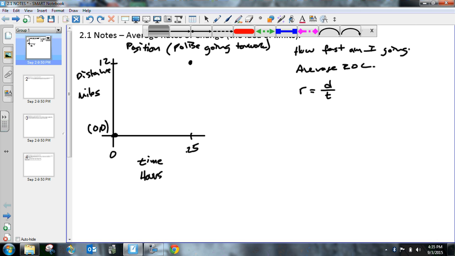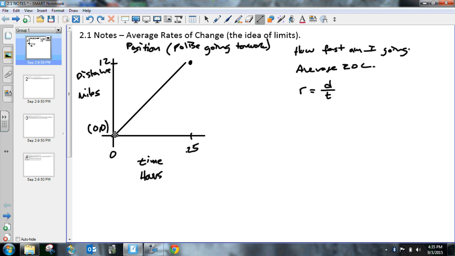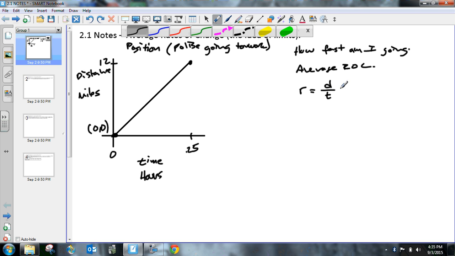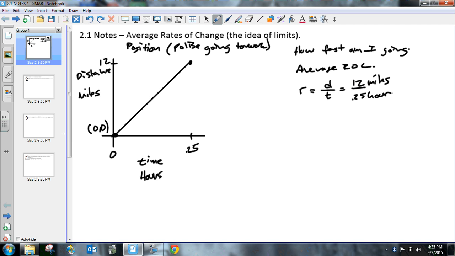So if I were to calculate the slope between these 2 points, I travel a distance of 12 miles, divided by the 0.25 hours. If you calculate that, my rate is 48 miles per hour. That's how fast I'm going. But remember, this is average rate of change. This is over a time interval of 0.25 hours.